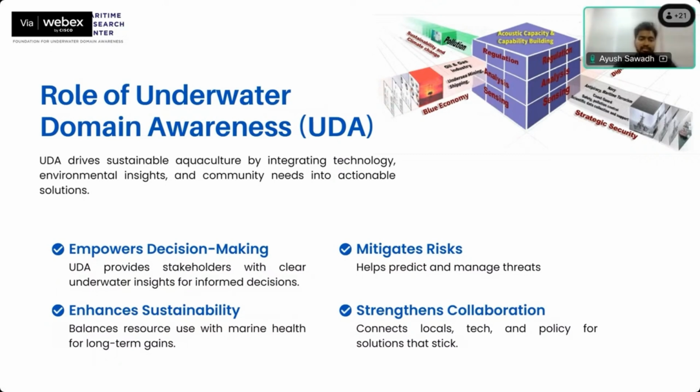Finally, UDA strengthens collaboration. In Veraval, we held a meeting on a boat with Dr. Arnab Das sir and Sridhar sir joining virtually. Fishermen shared how big companies buy fish at 100 to 150 rupees per kg, but sell at 800 to 900 rupees, leaving them with very little profit. So UDA helps us document all these gaps and advocate for policies like a minimum selling price, connecting locals, tech, and policy for solutions that stick. So overall, UDA is how we ensure our work makes a real difference.